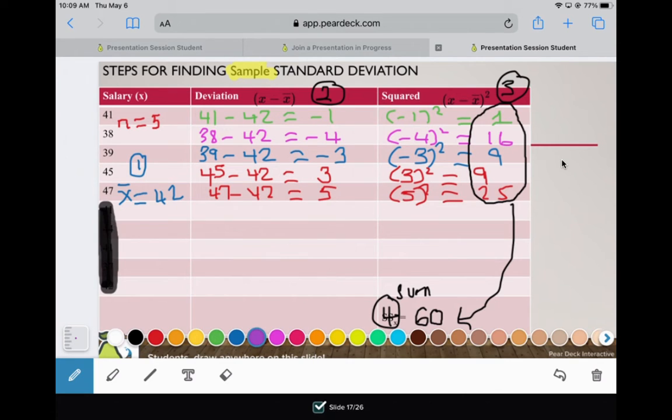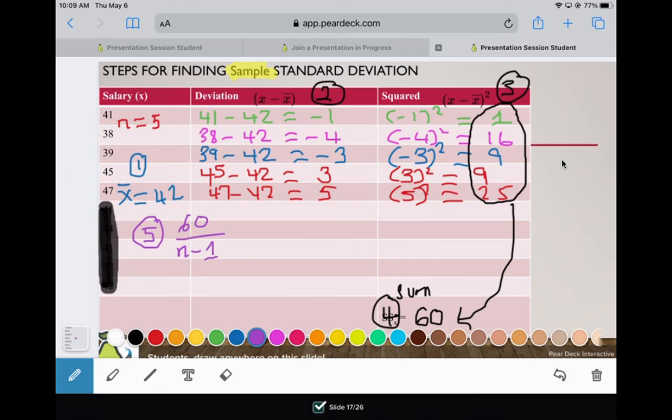Okay. All right, let's get to step 5. Remember step 5, I will take whatever I have from step 4, which is 60, and remember we divide by n, right? However, because this one is sample standard deviation, instead of just n, it's going to be n minus 1.